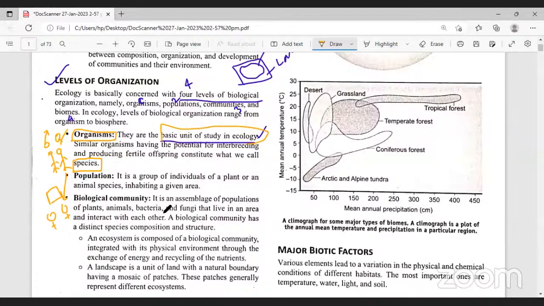By biological community, it is an assemblage of populations of plants, animals, bacteria, and fungi. Collectively, all the biology means living things. In a tropical region, what living things are present in it? Plants are also there, animals also, bacteria, fungi, all are present in the particular living area and interact with each other. That is very, very important.